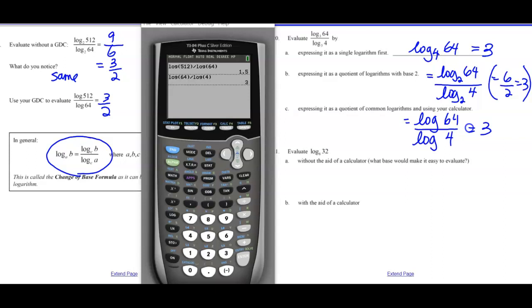So evaluate log of 32 base 8 without the aid of a calculator. So what base would make it easy? Look at 8 and look at 32. What base is good to use for both of those? 2, right? So I would show this as log of 32 base 2 over log of 8 base 2. 2 to the fifth is 32. 2 cubed is 8.